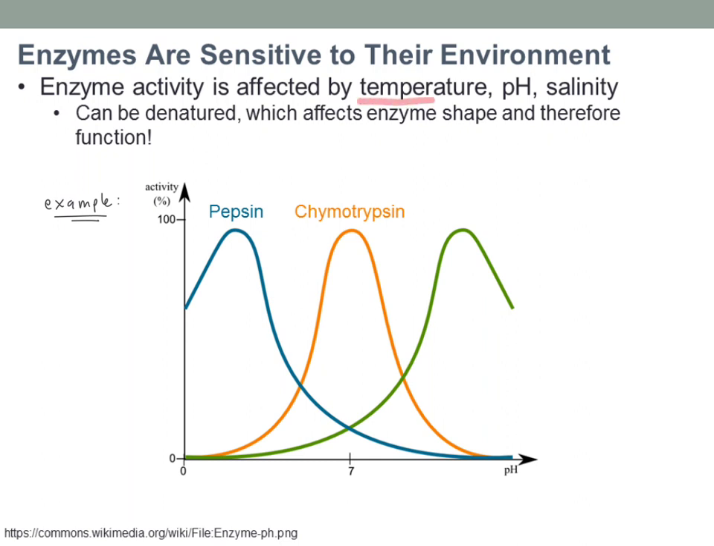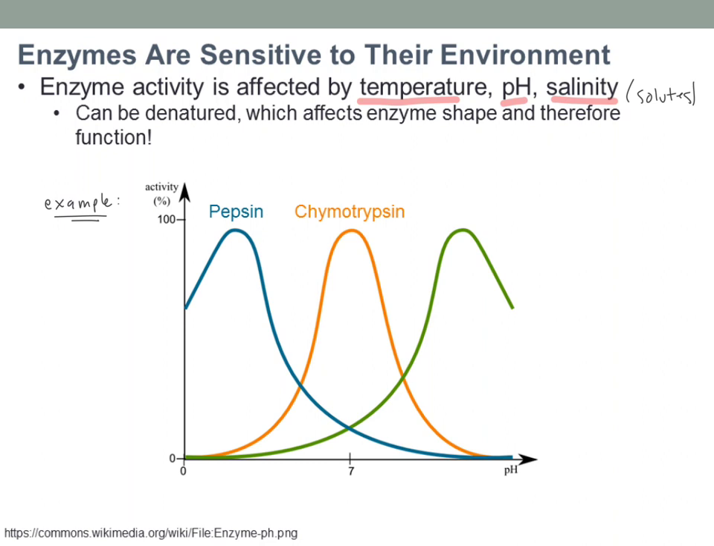affected by things like temperature, like pH, and like salinity, right? And by salinity, I mean the amount of salts, the amount of solutes. So I'll put solutes here. Solutes. So I have an example here of a graph showing the relationship between activity and pH.